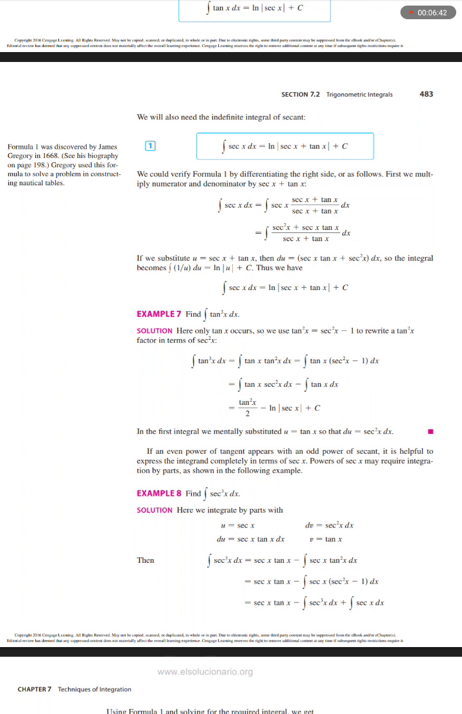Sidebar: Formula 1 was discovered by James Gregory in 1668. His biography is on page 198. Gregory used this formula to solve a problem in constructing nautical tables. Back to the text.